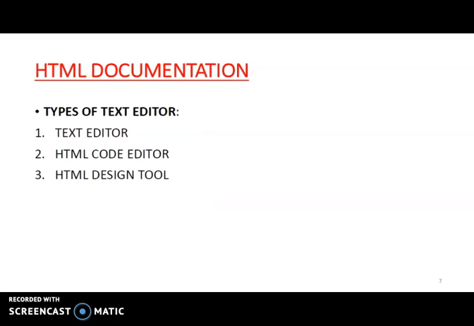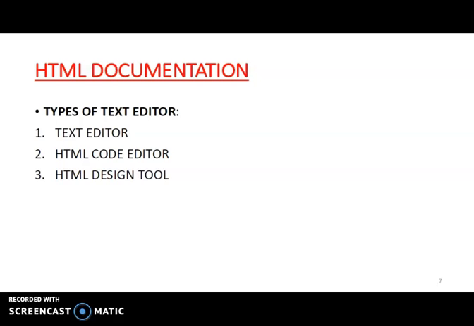Now the next one is HTML documentation. See, what is the meaning of document? An HTML document is plain text, also known as an ASCII file, that can be created using any text editor. There are three types of text editors. The first one is the text editor, a simple text editor like Notepad.